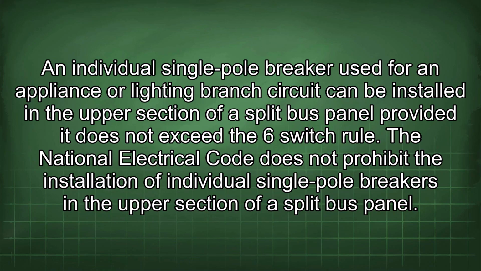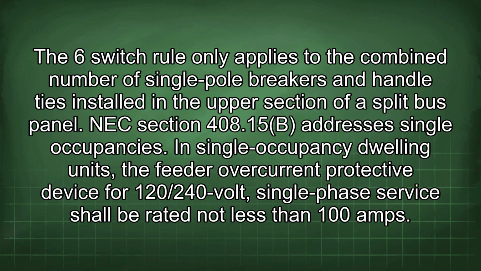An individual single-pole breaker used for an appliance or lighting branch circuit can be installed in the upper section of a split bus panel provided it does not exceed the 6-switch rule. The National Electrical Code does not prohibit the installation of individual single-pole breakers in the upper section of a split bus panel. The 6-switch rule only applies to the combined number of single-pole breakers and handle ties installed in the upper section of a split bus panel.